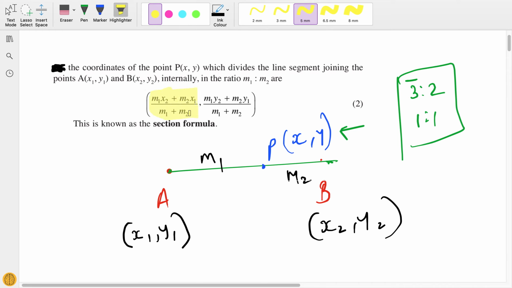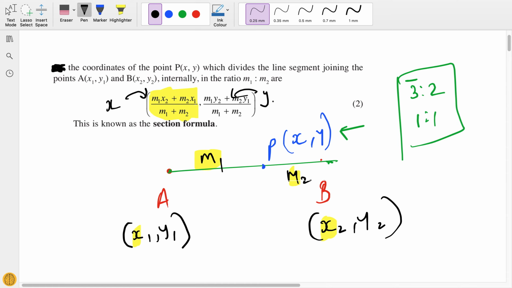The formula is m1x2 plus m2x1 upon the summation of the two ratios, m1 plus m2. So this is our x coordinate, and this is our y coordinate. The formula for the y coordinate is the same: m1y2 plus m2y1 upon m1 plus m2. So this is the basic formula. Don't worry, guys, we will do some questions on this section formula.